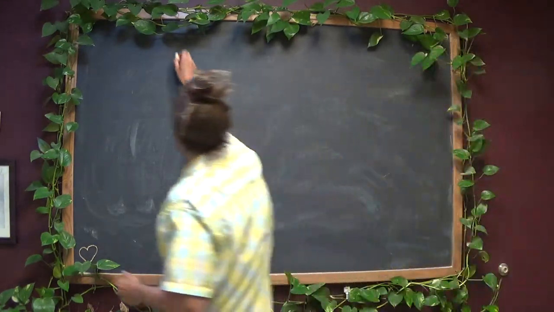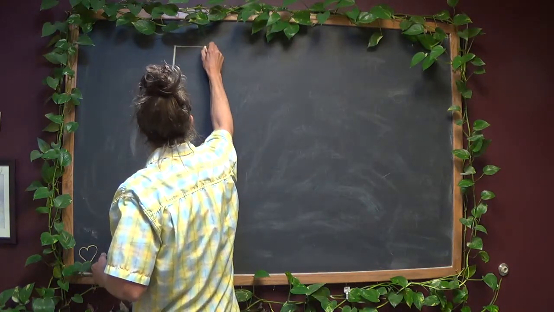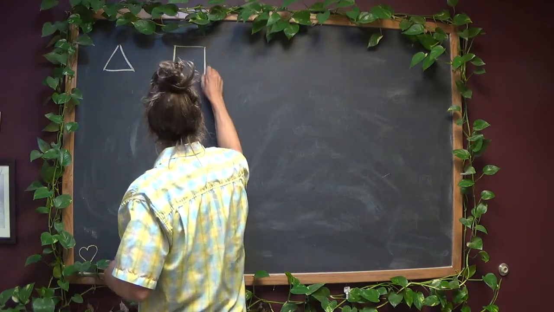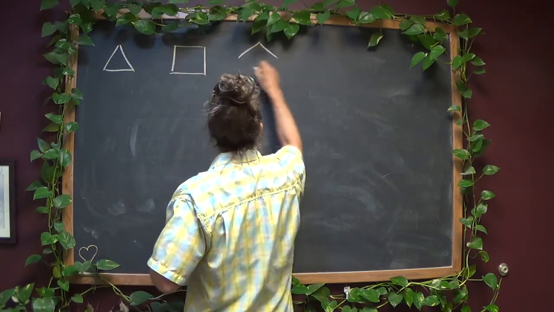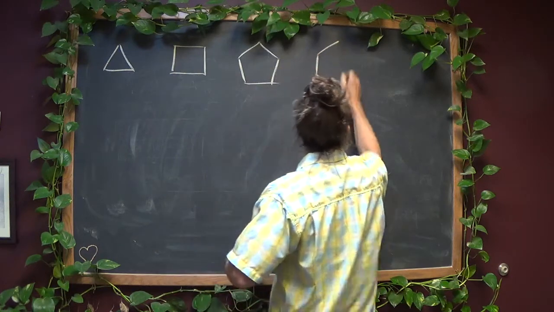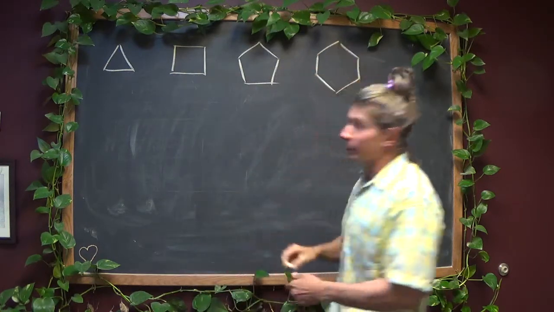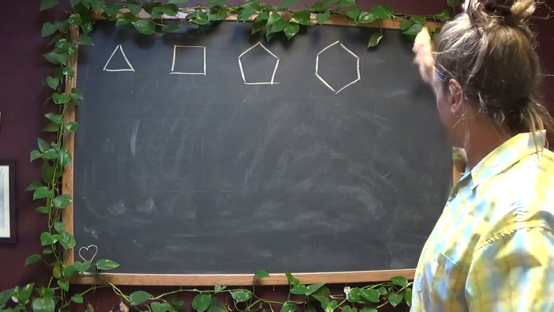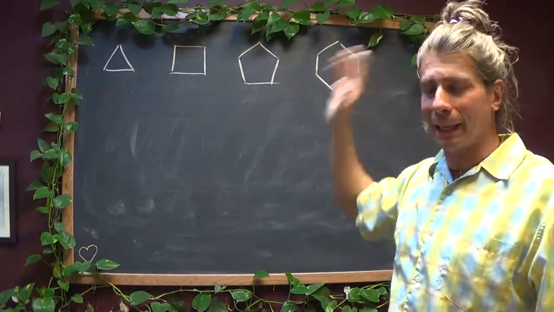So for example, you could use a triangle. That's one shape looking down. You could use a square. You could use a pentagon. You could use a hexagon. And then you just keep increasing sides: triangle, square, pentagon, hexagon, septagon, octagon.